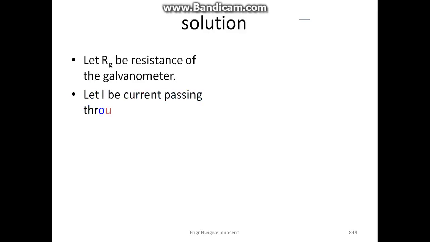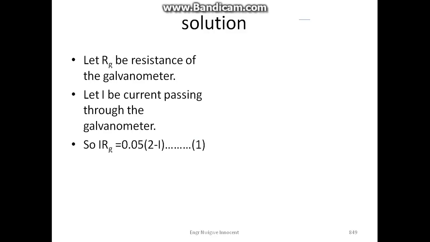Solution. Let RG be the resistance of the galvanometer. Let I be the current passing through the galvanometer. So I RG is equal to 0.05 (2 minus I). This will be our equation 1. I (RG plus 495.05) is equal to 10.